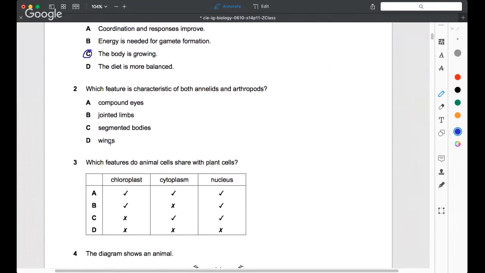Question 2, which feature is characteristic of both annelids and arthropods? This is something you kind of just have to learn. So it is segmented bodies that is part of both. You just have to learn these features for annelids and arthropods.